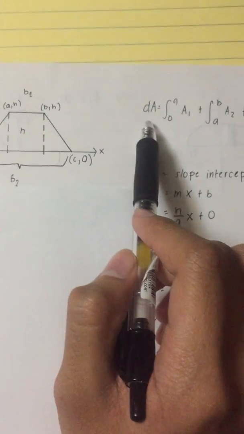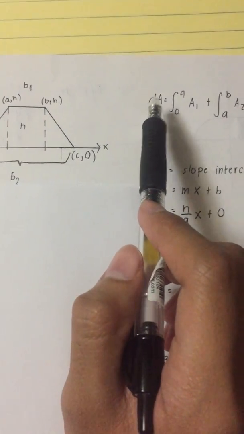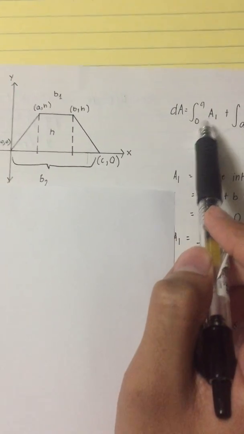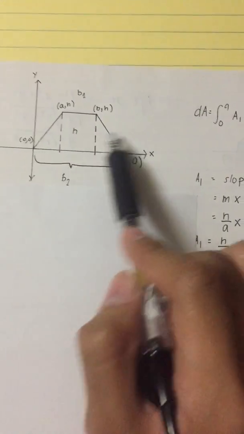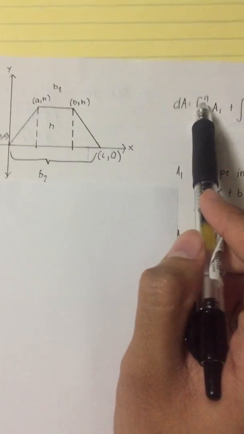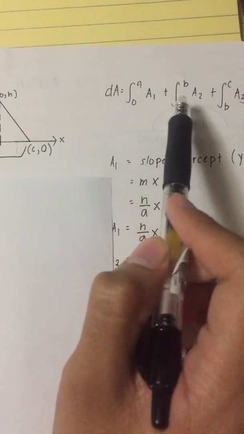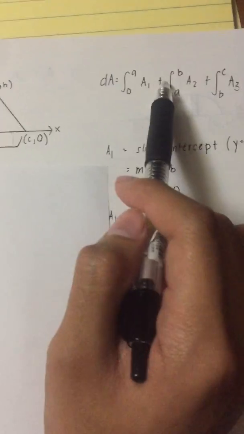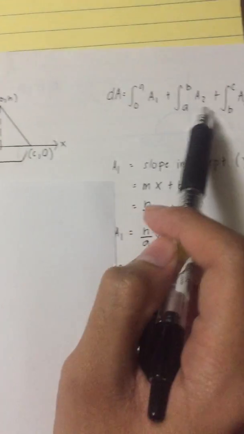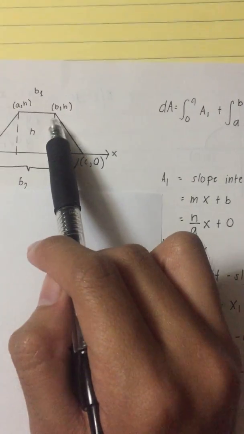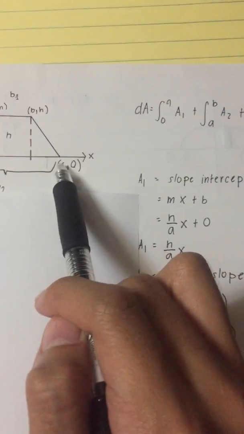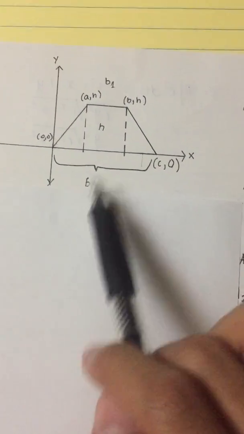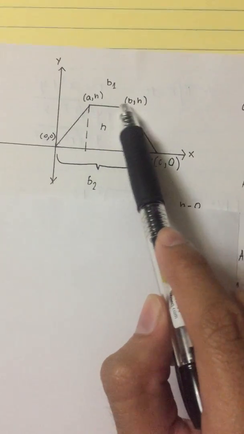So the area is equal to the integral of A1 from the limits 0 to x, then from the upper limit a, plus the integral of A2 from a to the upper limit of b, plus the integral of A3 from the lower limit of b to the upper limit of c. So we can get this one is B2, then this on the top here is B1.